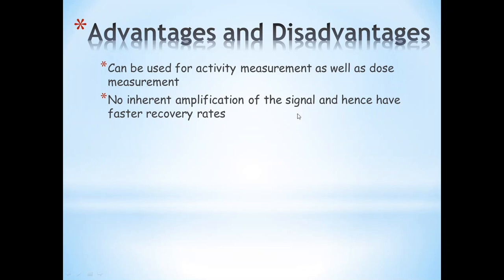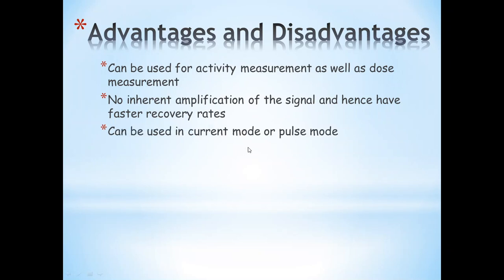No inherent amplification of the signal, and hence it has faster recovery rates. No inherent amplification of signal means there is no secondary ionization produced. So whatever pulse is being produced in the ionization chamber is because of the energy of the incident particles and radiations. And hence, because no secondary ionization is there, the chamber gets ready to detect the next incident particle faster. That is what we call the recovery rate.